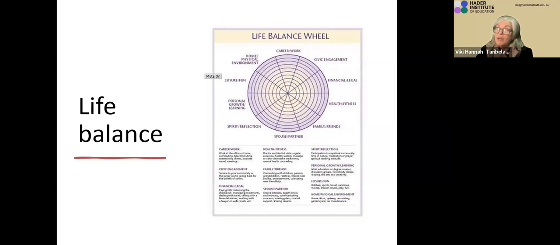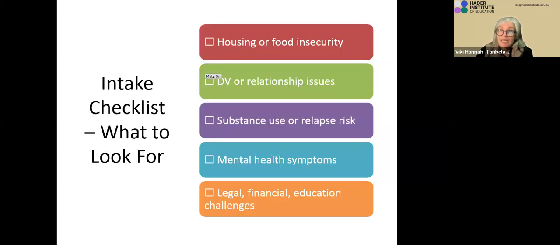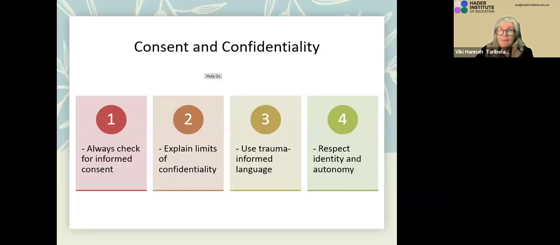Your life wheel and your wellbeing wheel, that's a tool that you might like to use. So your intake checklist, what to look for is housing or food insecurity, DV or relationship issues, substance use or relapse risk, mental health symptoms, and legal, financial, educational challenges. Think of your Maslow hierarchy of need there.